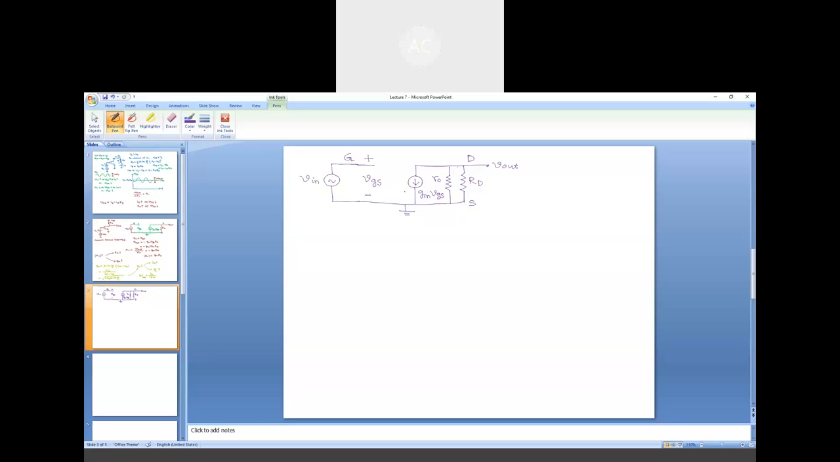Now if you follow the same analogy, then you will find once again that Vin is given by VGS. And Vout, this time you have two resistances connected in parallel, R0 and RD. So Vout is nothing but minus GM times VGS times R0 parallel RD. So that is equal to minus GM times Vin times R0 parallel RD. Now from that you can easily evaluate the expression of gain, which is nothing but Vout upon Vin, that is equal to minus GM times R0 parallel RD.